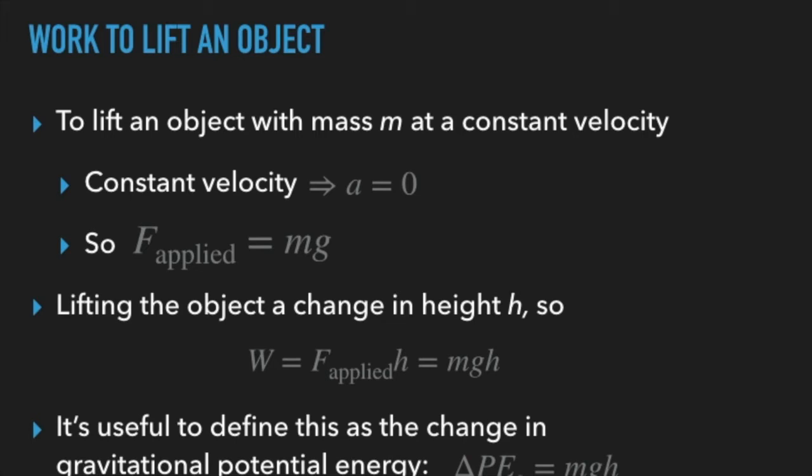Okay, so the force applied is mg. And then if I'm lifting the object, I'm going to have the displacement, which I can call a change in height. So the work that I would have to do is equal to the force that I'm applying times the displacement. So the work is going to be the mass of the object times the acceleration due to gravity times the change in height.